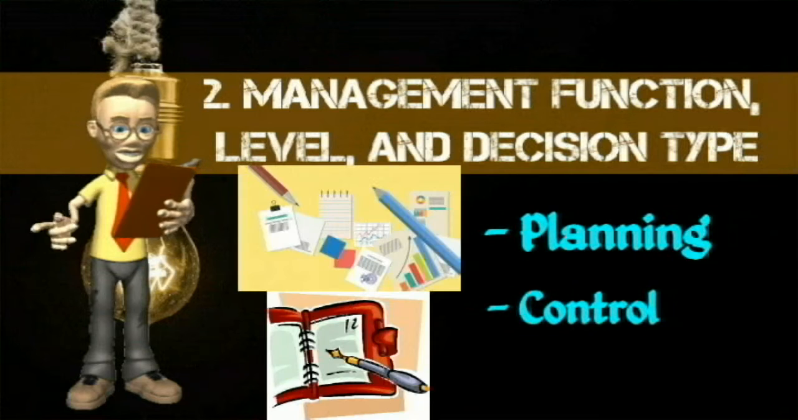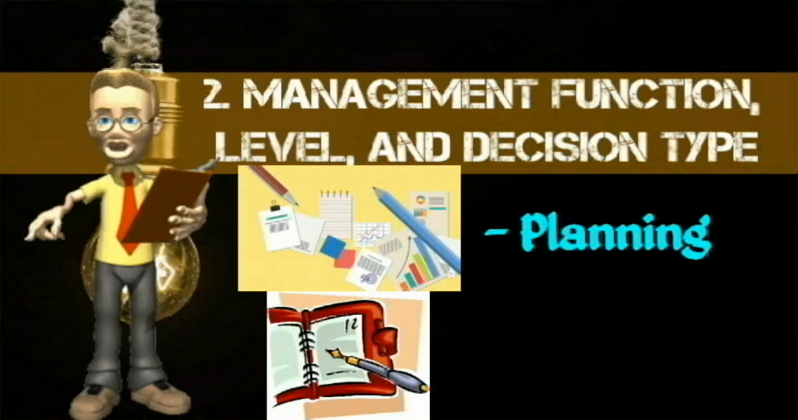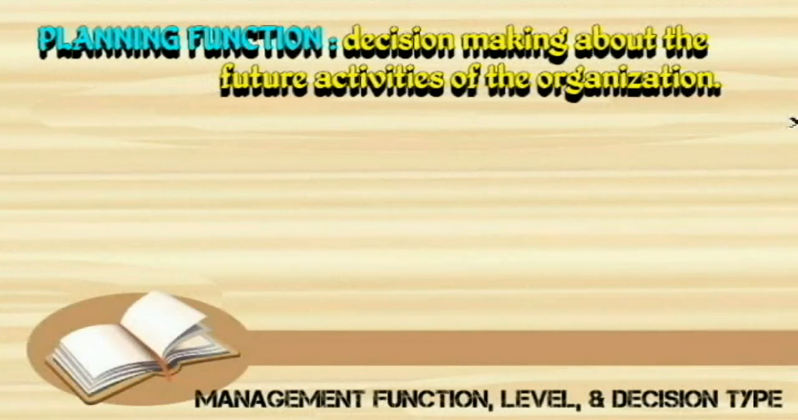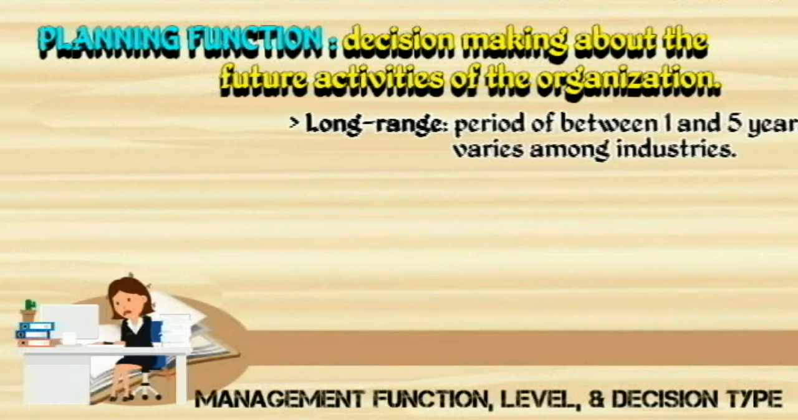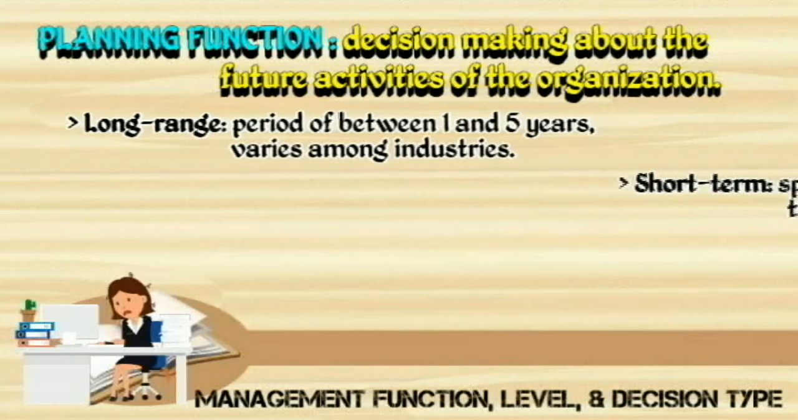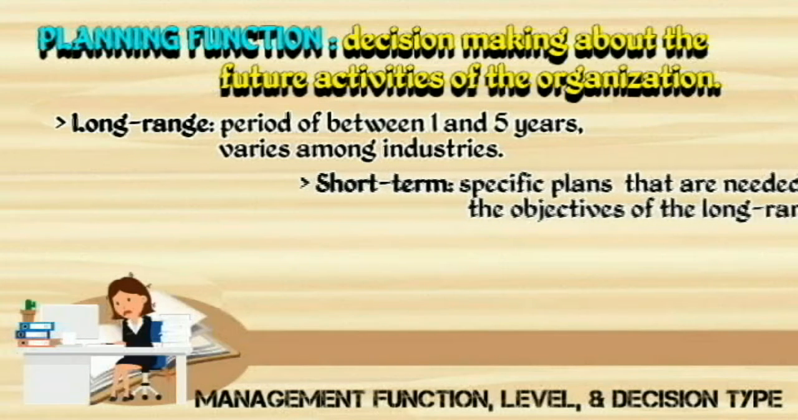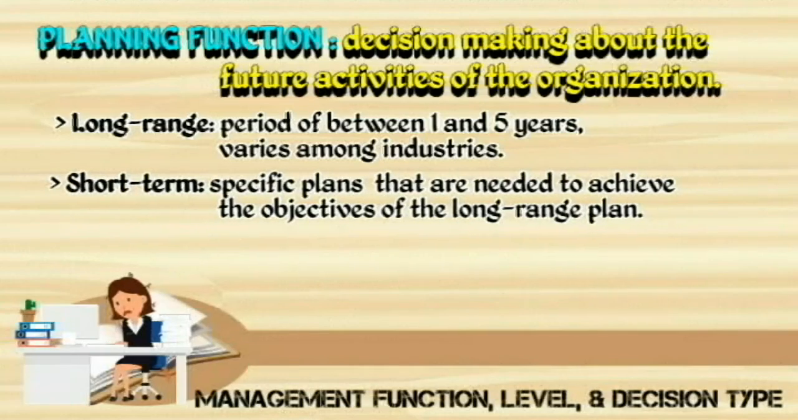2. Management function, level, and decision type. The management functions of planning and control have a profound effect on the MRS. The planning function is concerned with making decisions about the future activities of the organization. Planning can be long-range or short-range. Long-range planning usually encompasses a period between 1 and 5 years, but this varies among industries. Short-term planning involves the implementation of specific plans that are needed to achieve the objectives of the long-range plan.